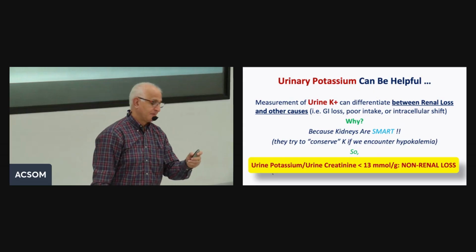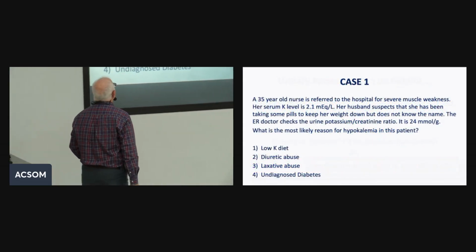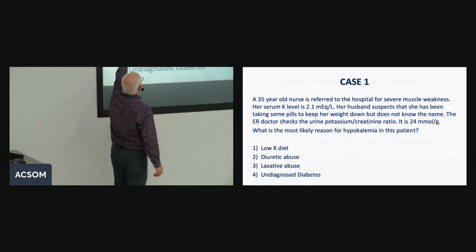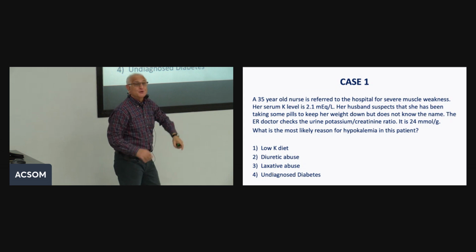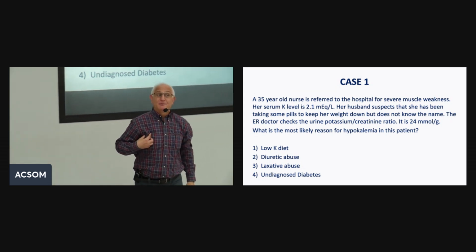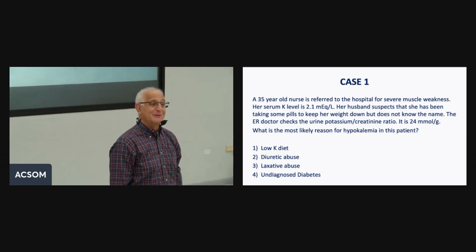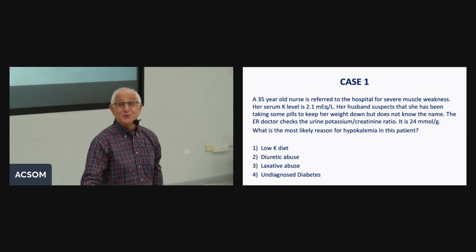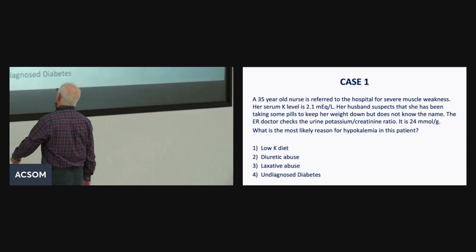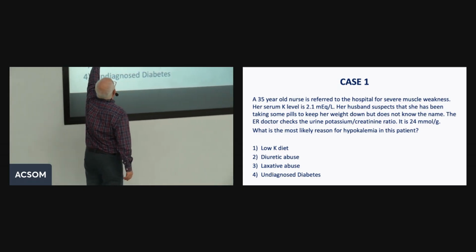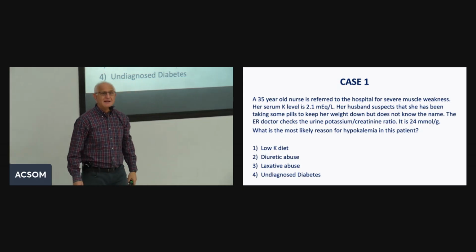Would you agree? Okay. So in this case, it was 24 for that lady. So if I have low serum potassium, but there is a lot of potassium in my urine, what does that tell you? It is renal loss, right? Which one of these is renal loss? Low potassium diet, diuretic abuse, laxative abuse, diabetes.